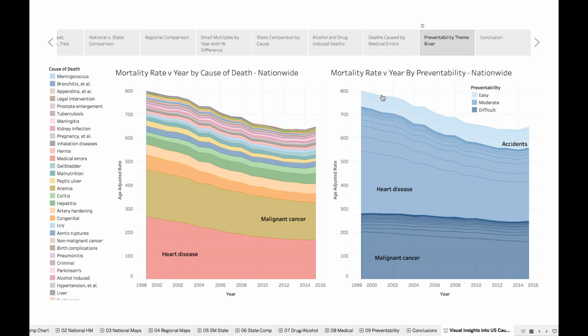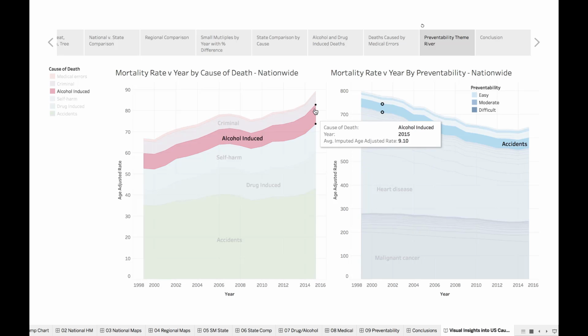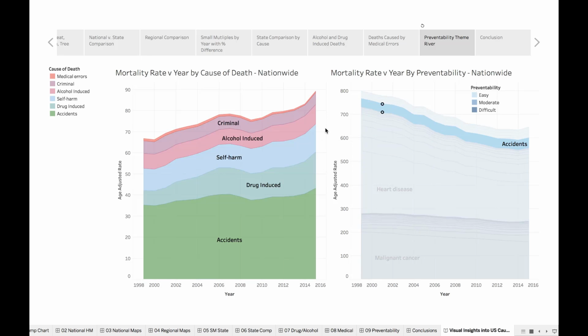The most preventable category, deaths caused directly by the actions of people, including accidents, criminal acts, and medical errors, is at the top of the river. This category is the smallest of the three, but has been rising in recent years mainly because of the influx of accident-related deaths.